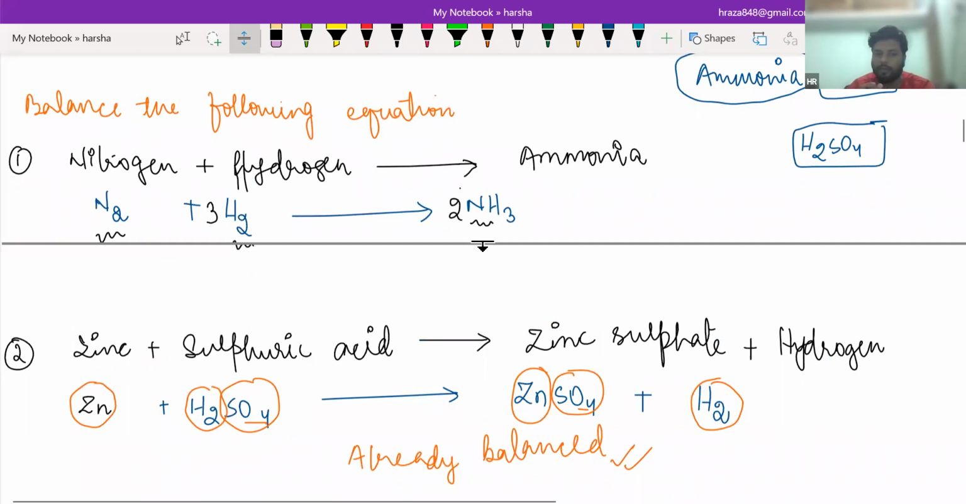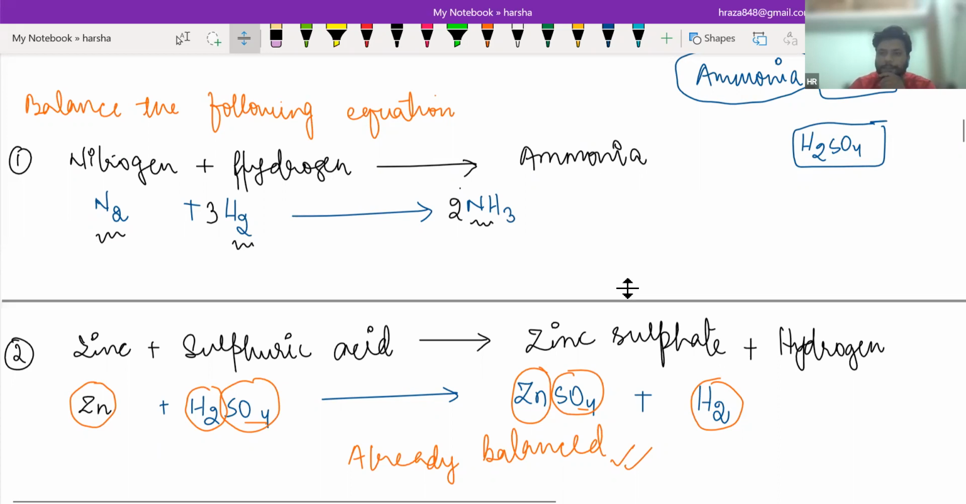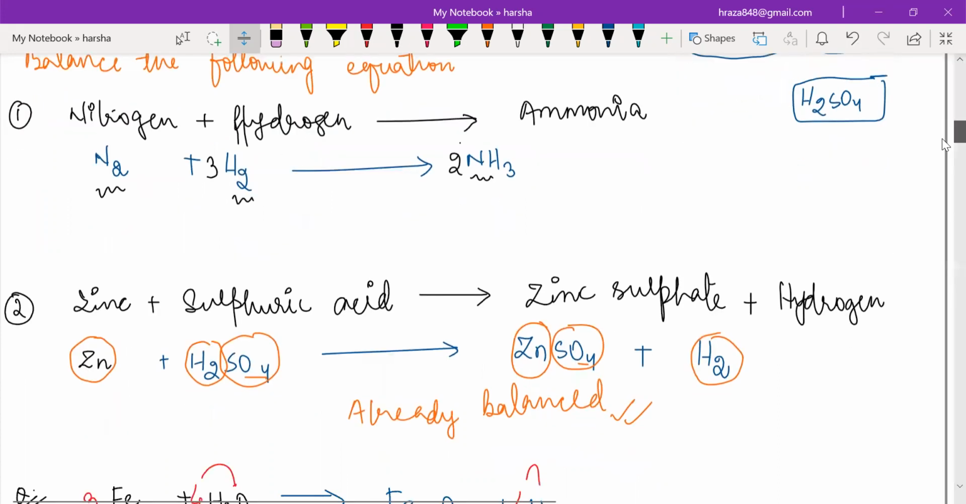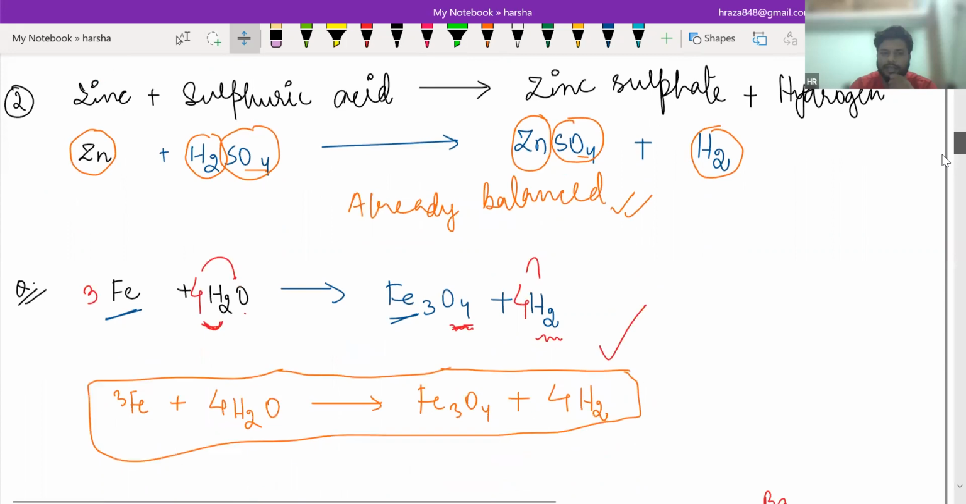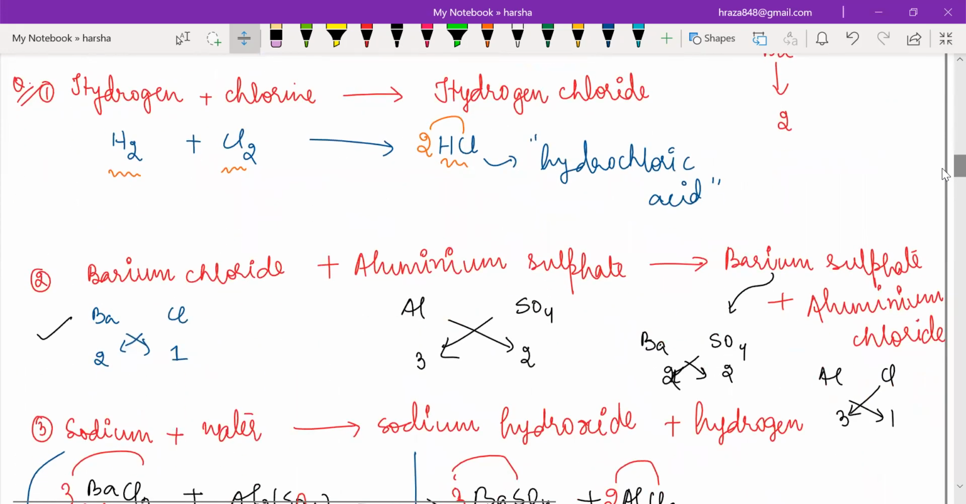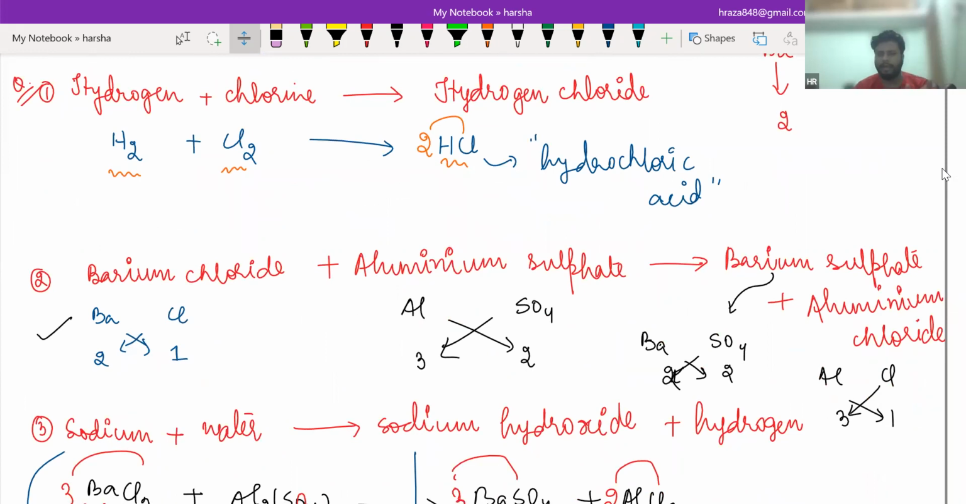Do you have any problem with balancing equations? Anyone? Abdullah, Sarah, and Hamna? No, sir. So this is how we are going to balance equations. A question can be asked where only the name of the element, molecule, or compound is given. We first have to write the chemical formula, and then we can easily balance it.